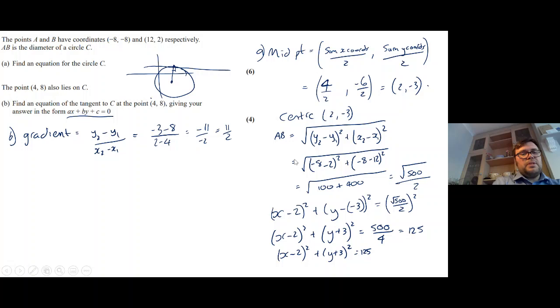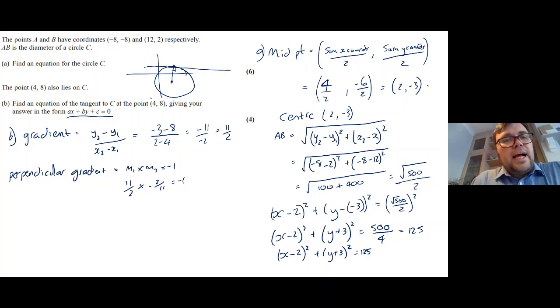So if we want the perpendicular gradient, it is going to be m1 times m2 equals -1. So 11 over 2, flip it and change the sign. So it's going to be -2 over 11. And then also the coordinates of our tangent point are 4, 8.